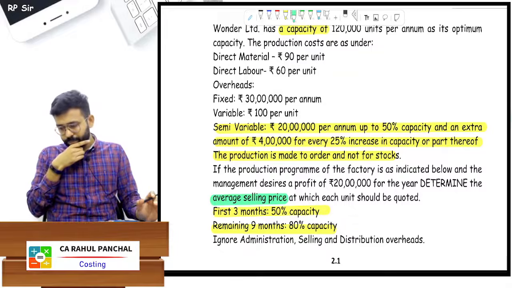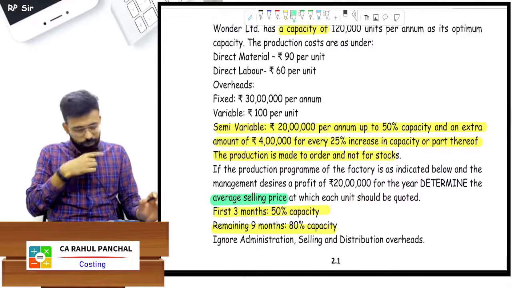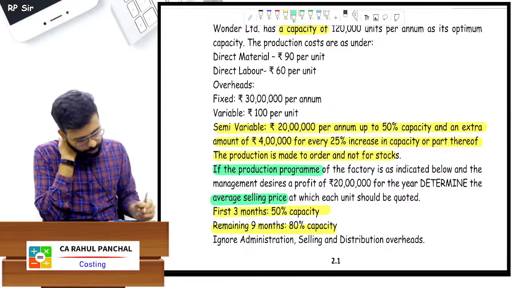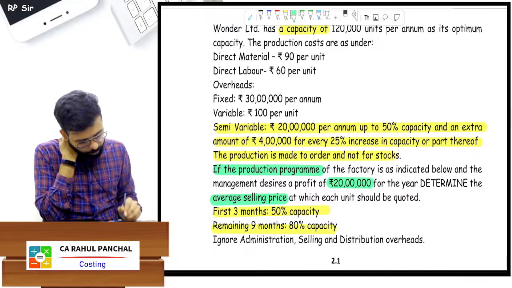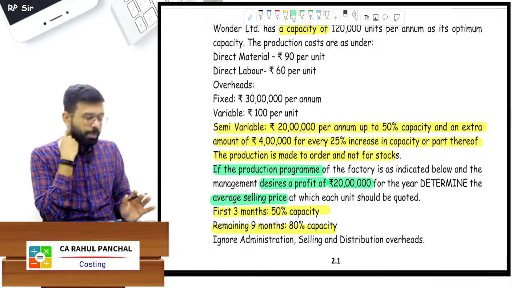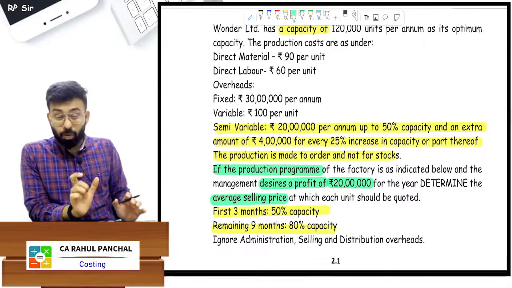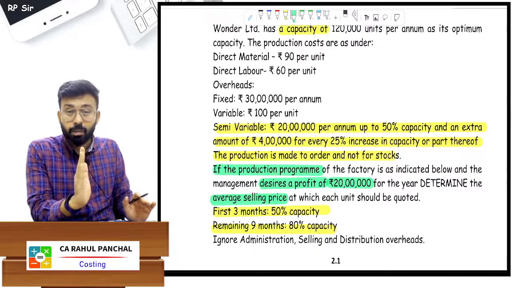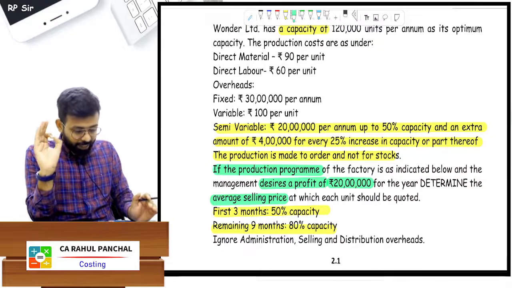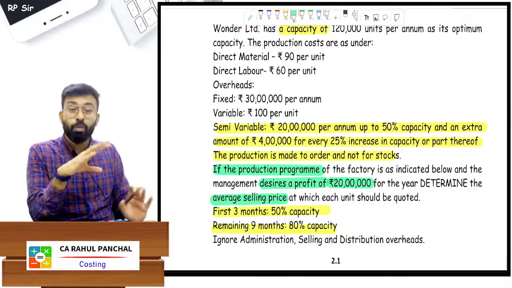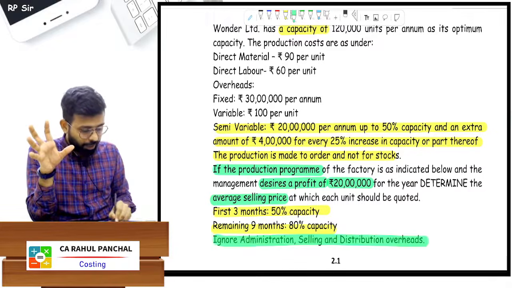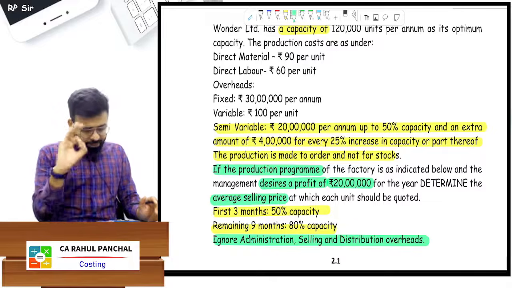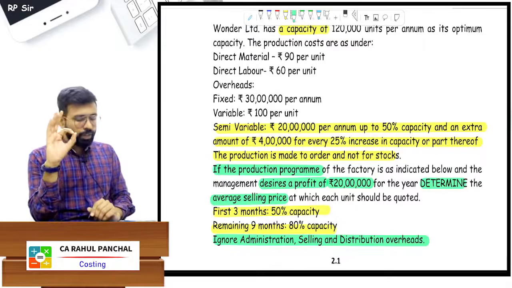Now here, if the production program, okay, here we want 20 lakh rupees for entire year. Either you can make one total column of cost sheet, or I will make two columns of cost sheet. First is for first 3 months, and then next 9 months. What they are asking is for selling price. We don't have to make a full-fledged cost sheet, ignore admin and all. We just have to calculate the average selling price, determine. They are asking for the selling price.